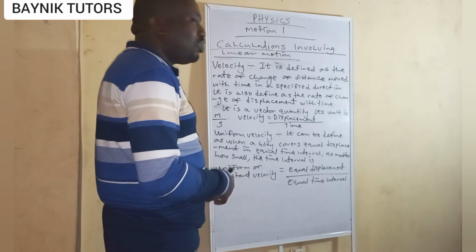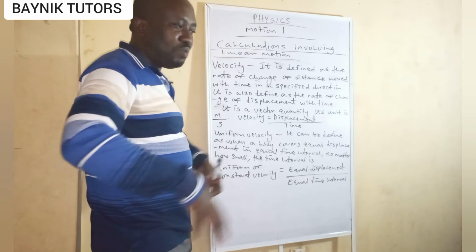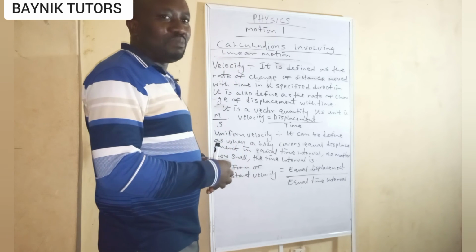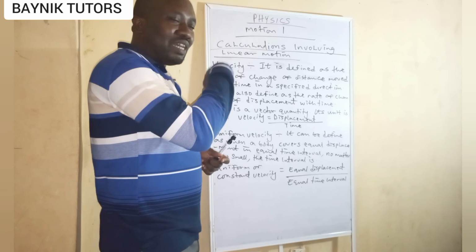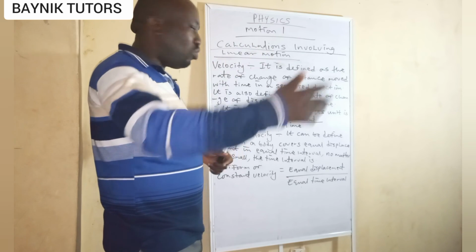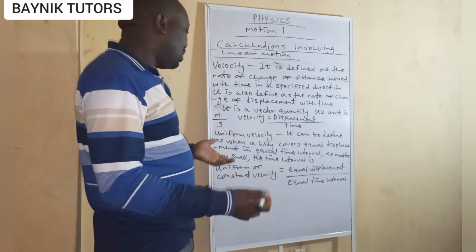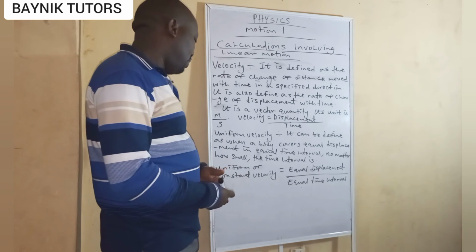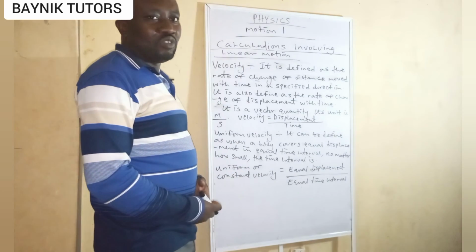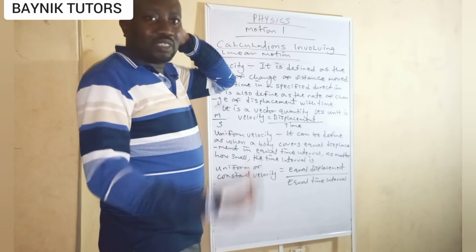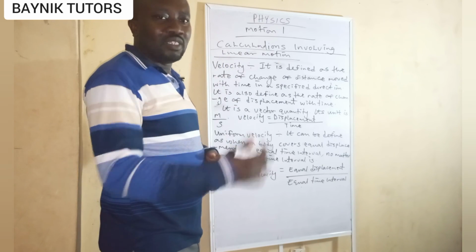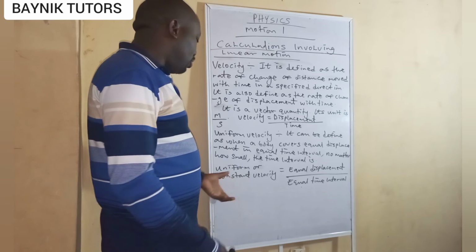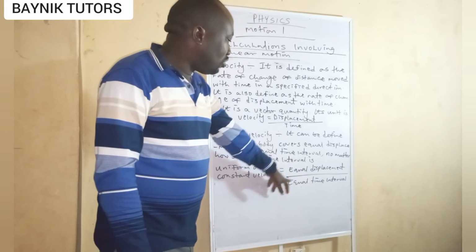For uniform velocity, when you hear the word uniform, just like people wearing the same clothes, we talk about something equal. So that means the quantities that make up that particular quantity will be equal. So here we say uniform velocity can be defined as when a body covers equal displacement in equal time interval, no matter how small the time interval is. So for the uniform or constant velocity, we have equal displacement over equal time.